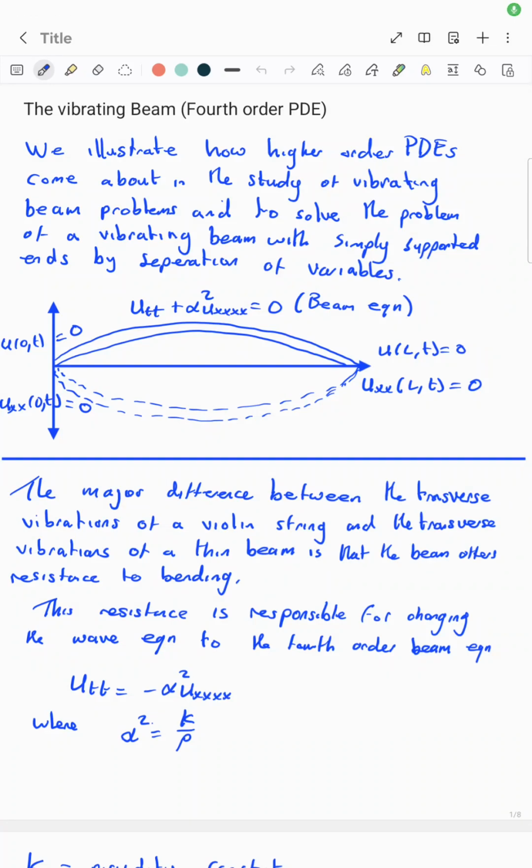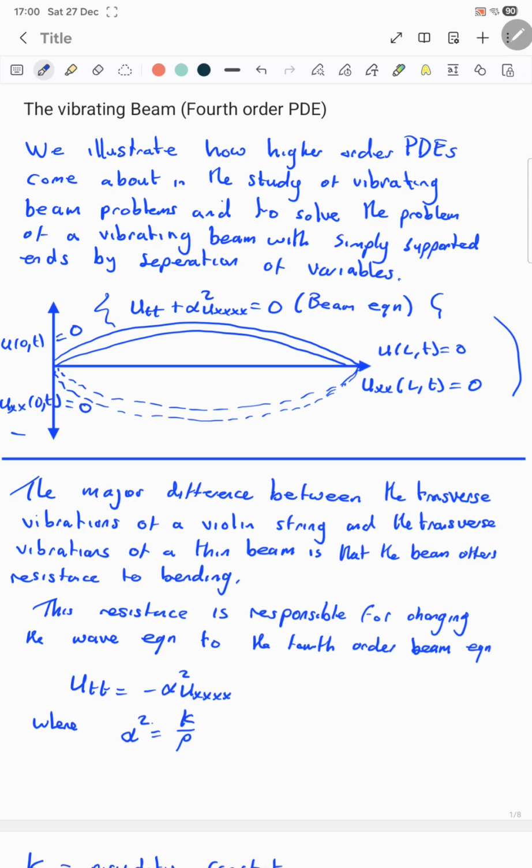Now this is the problem of a vibrating beam, which is a fourth order PDE. It will get a little bit more tricky, but bear with me. We illustrate how higher order PDEs come about in the study of vibrating beam problems, and to solve the problem of a vibrating beam with simply supported ends by separation of variables. Our equation is given here, and boundary conditions here.